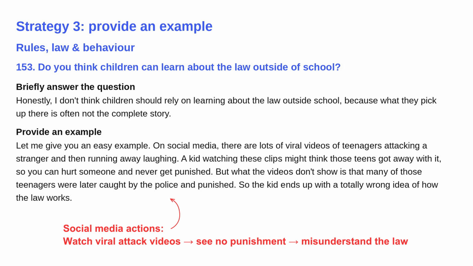On social media, there are lots of viral videos of teenagers attacking a stranger and then running away laughing. A kid watching these clips might think those teens got away with it, so you can hurt someone and never get punished. But what the videos don't show is that many of those teenagers were later caught by the police and punished. So the kid ends up with a totally wrong idea of how the law works.